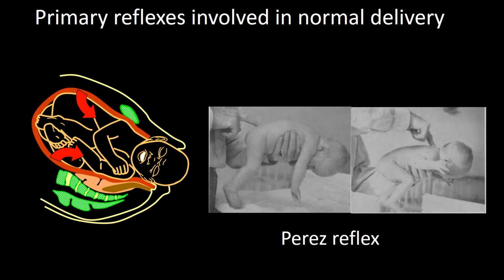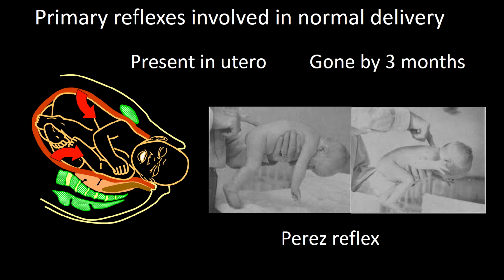This reflex is elicited by running your index finger or thumb along the spine from the pelvis upwards to the neck. This maneuver causes the baby to lift the head and bottom, bend the thoracic spine backwards, and bend the lower and upper limb. The Perez reflex is active in utero during the last 2 to 3 months of pregnancy, hence it is found in premature and full-term neonates.